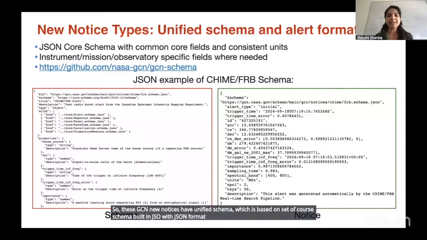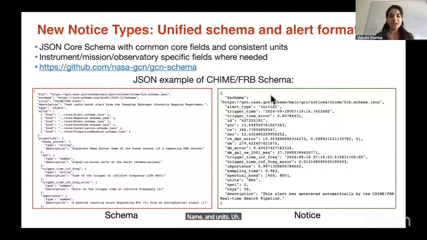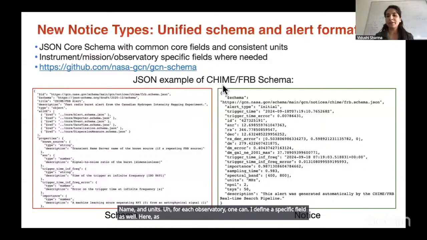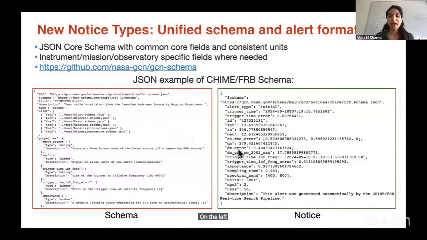It has consistent names and units. For each observatory, one can define specific fields as well. Here, an example for CHIME FRB is shown. On the left, the schema is shown, and on the right, an example of how a CHIME FRB notice would look is shown.